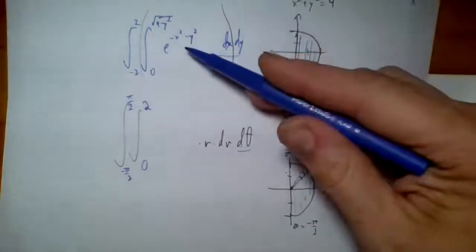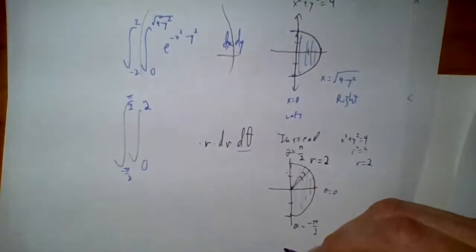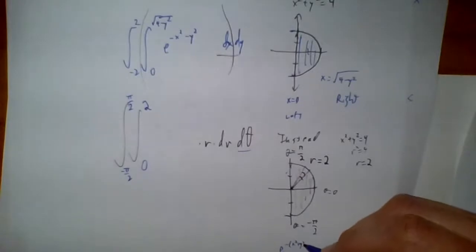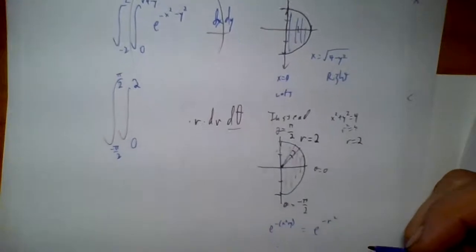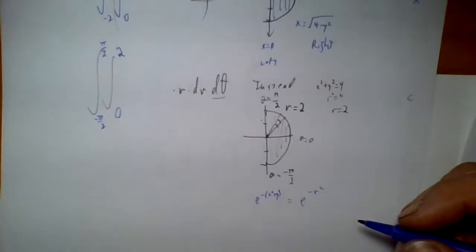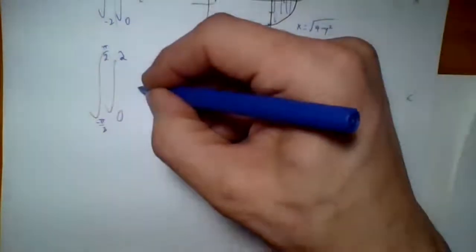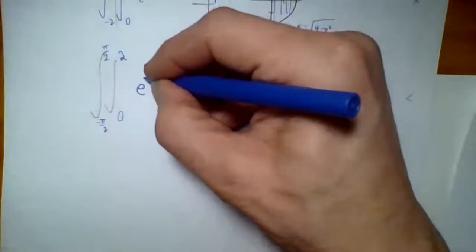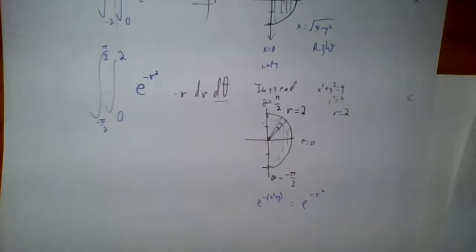My function needs to be written in terms of r and theta then. But this, e to the minus, if I put the parentheses in there, is e to the minus r squared. x squared plus y squared is r squared. So I'll make the substitutions to get this function written in terms of r and theta. In this case, it's just my e to the minus r squared. So I converted everything to polar form.